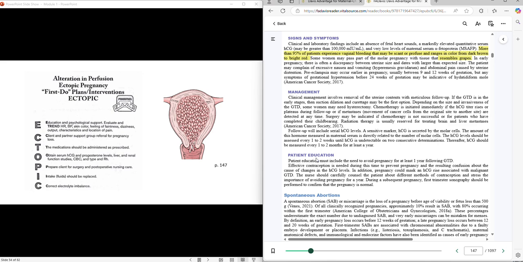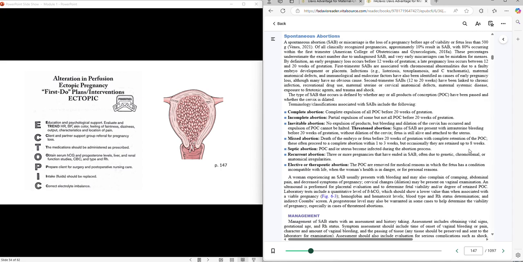Patient education, when it concerns this, is that they must avoid pregnancy for at least 1 year. They need to be on birth control, some type of birth control where they do not get pregnant after 1 year. Their body needs to heal from this type of pregnancy. That's not really a pregnancy, but we don't want them to get pregnant, okay?